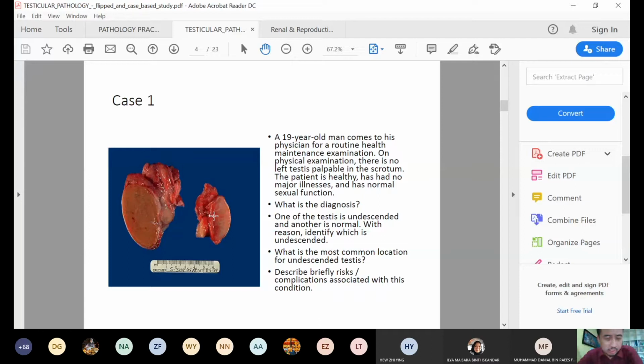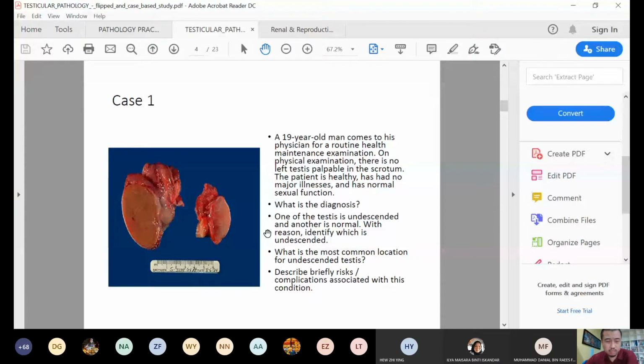Why do you say that? What's the change that you see here? Atrophy. Yes, atrophy. So we see atrophy because some of the cells are not proliferating, especially the germ cells. They are not maturing because the maturation of the germ cells needs a certain temperature that is below the body temperature. So there's going to be atrophy of the testes.